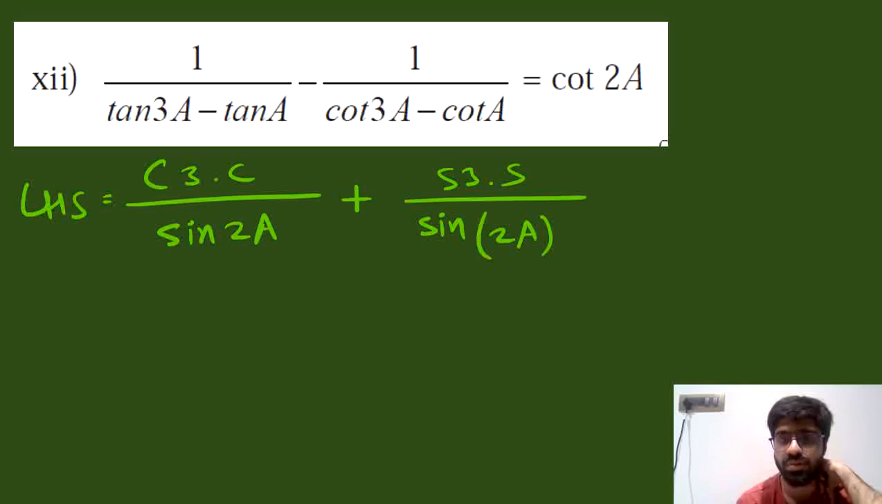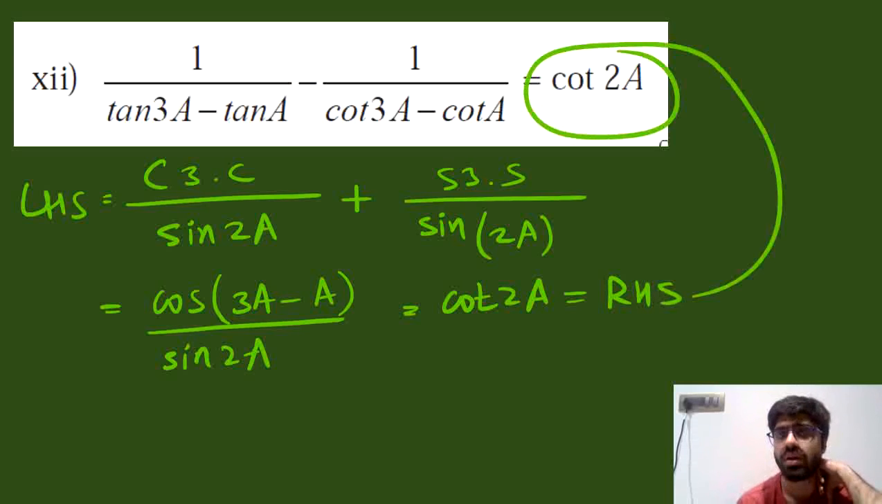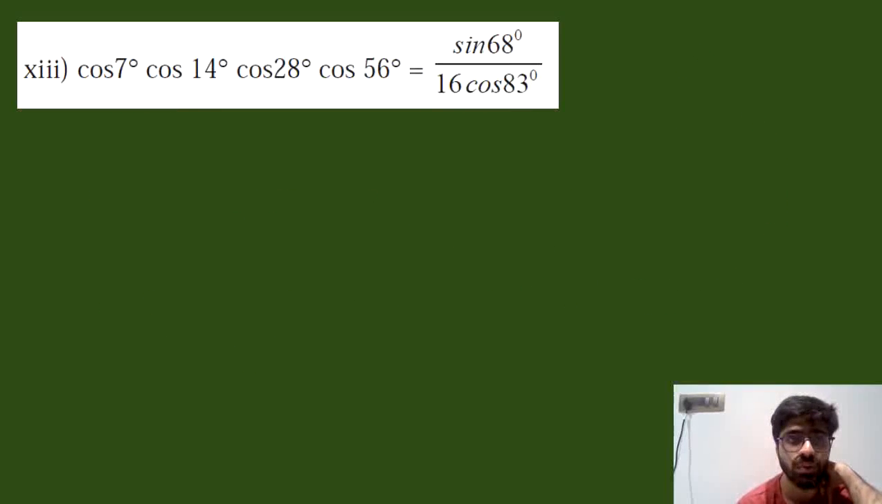So when you add up the terms in the numerator, cos 3a cos a plus sin 3a sin a, it is of the type cos a cos b plus sin a sin b, and that becomes cos of a minus b, that is cos of 3a minus a divided by sin 2a. 3a minus a would be 2a, and cos 2a upon sin 2a would be cot 2a. That's how you are proving the 12th question. And with that, let's begin with the 13th one.